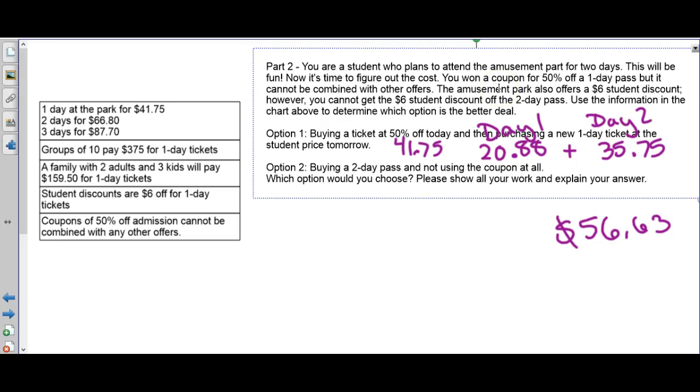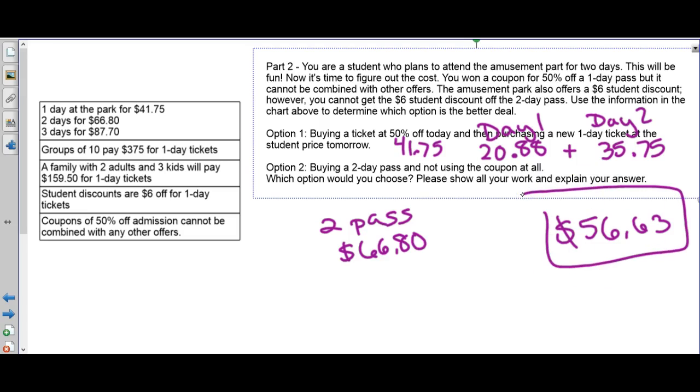So then option 2 is a 2-day pass. 2 days, you spend $66.80. So the 2-day pass itself, they just told you the price. So what's the best option? Obviously the cheaper one. So the cheaper option in this case would be the half-off pass plus the day 2 using your student discount.